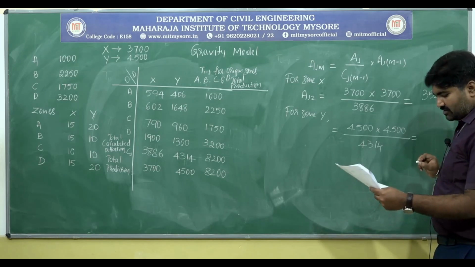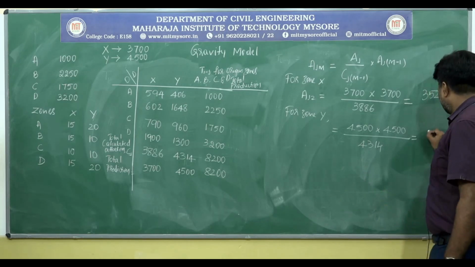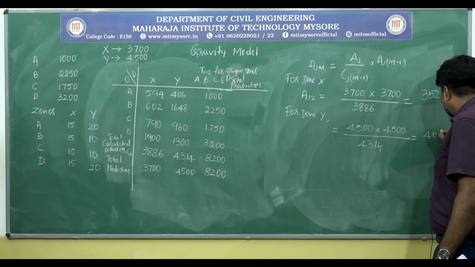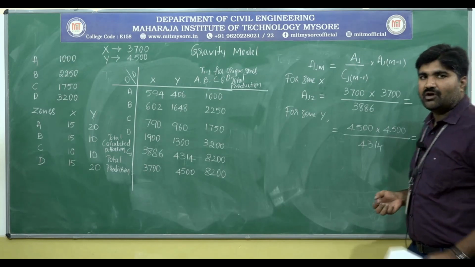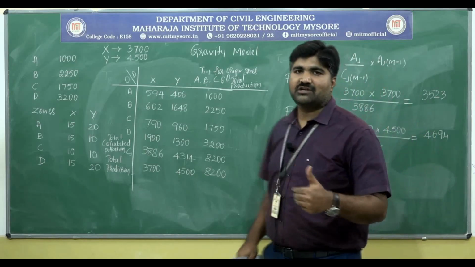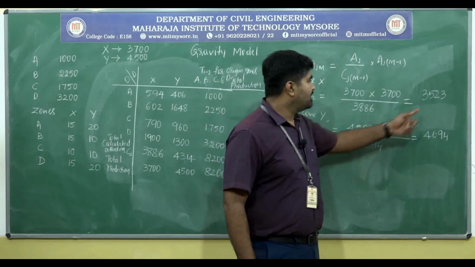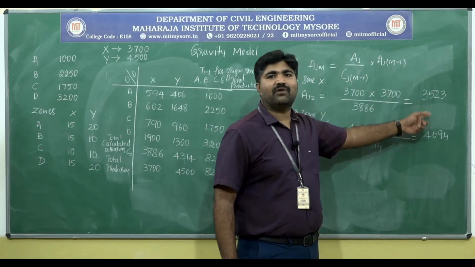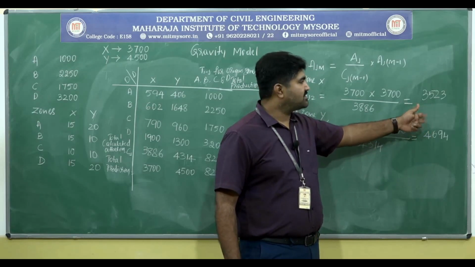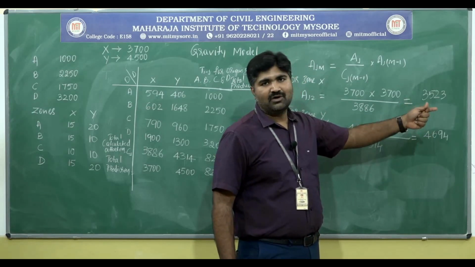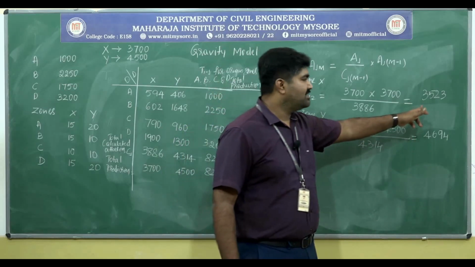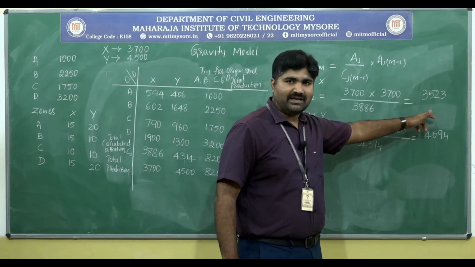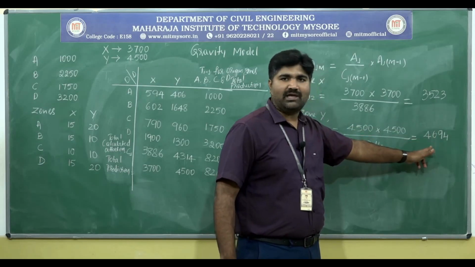3523. For zone Y I got 4694. Okay, 4694. Next, for the next iteration we have to take these as the X and Y attraction values. To distribute the trips in the next iteration we have to take this as the X value and this as the Y value.